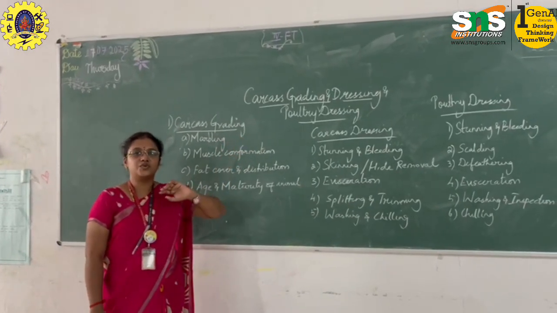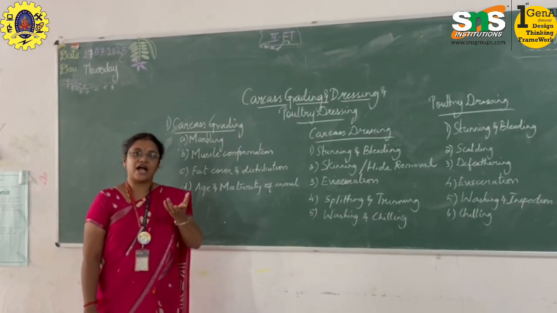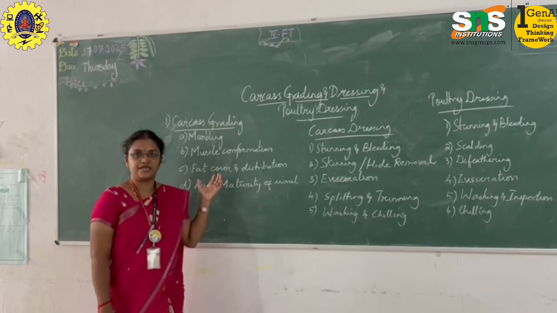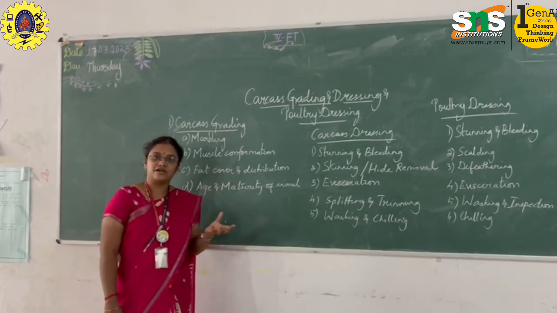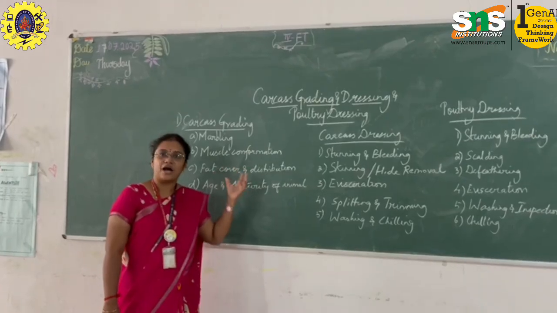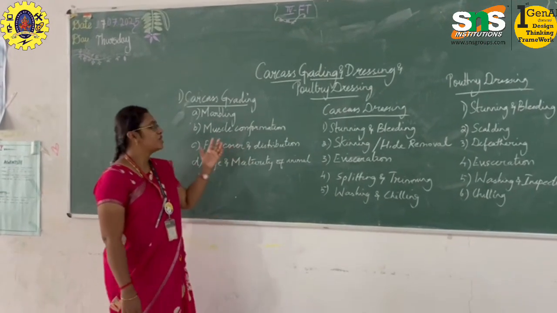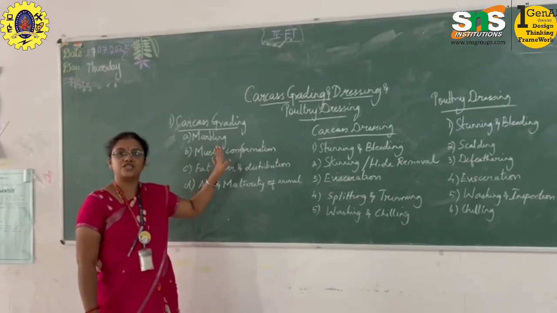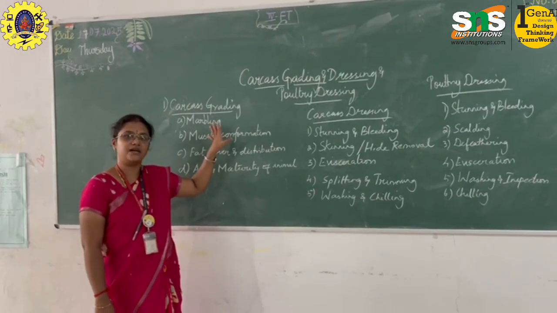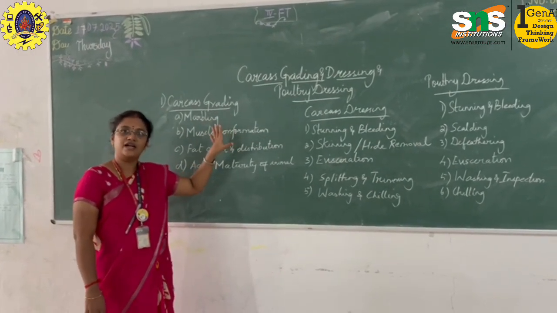The animal in which more marbling is present is beef, where we can observe more marbling in the muscle tissue. Marbling plays a major role because that is nothing but the percentage of fat present in the muscle tissue of the dead animal.